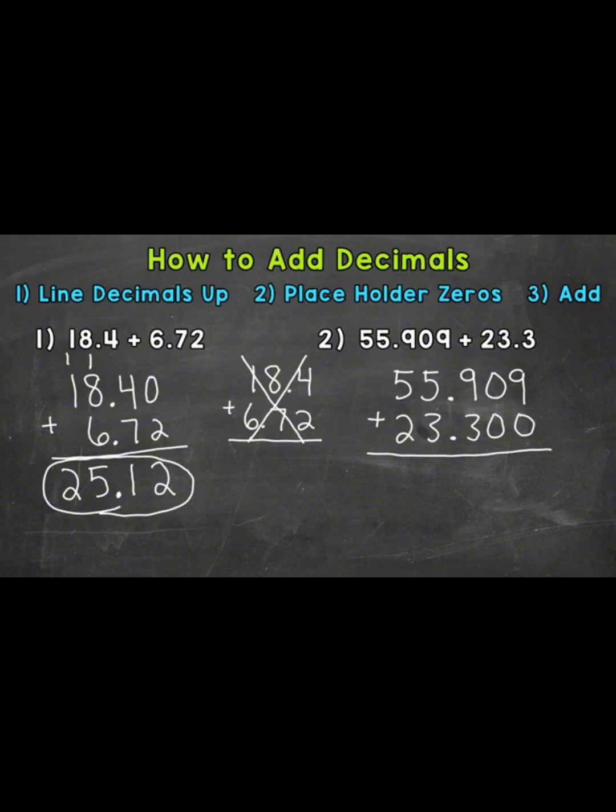Our last step, we add. So 9 plus 0 is 9. 0 plus 0, 0. 9 plus 3 is 12. Regroup or carry the 1. Our decimal comes straight down. Then we add the ones. 1 plus 5 is 6, plus 3 is 9. And then we end with the tens. So 5 plus 2 is 7. So our final answer, 79 and 209 thousandths.